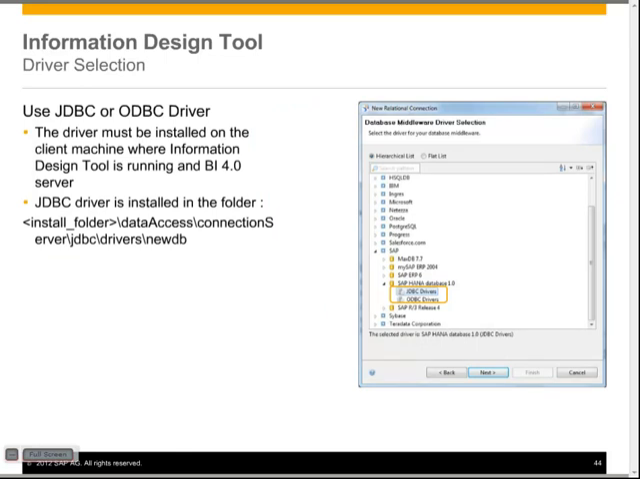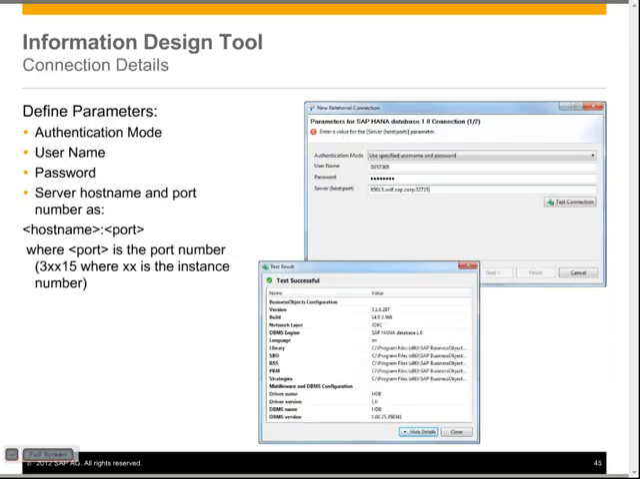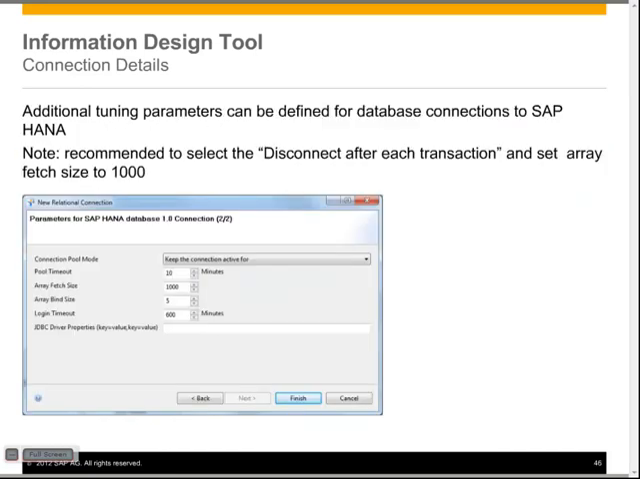You decide whether you want to use JDBC or ODBC. Additionally, if ODBC is selected, you would want to have that connection not only on your client machine used for development, but it would also have to be on the BO server itself. We define things like a username and password. If we are not using single sign-on to the database, you can test the connection and see that it's working appropriately. You might want to tune the connection itself a little bit.